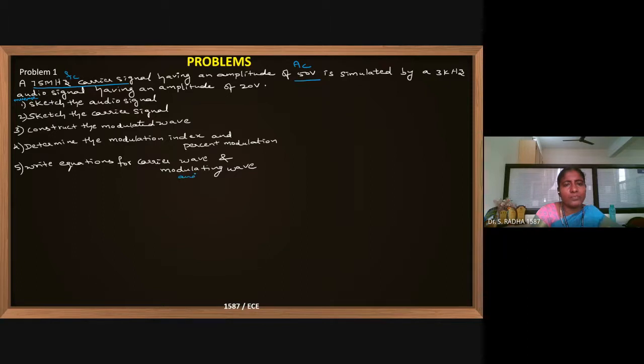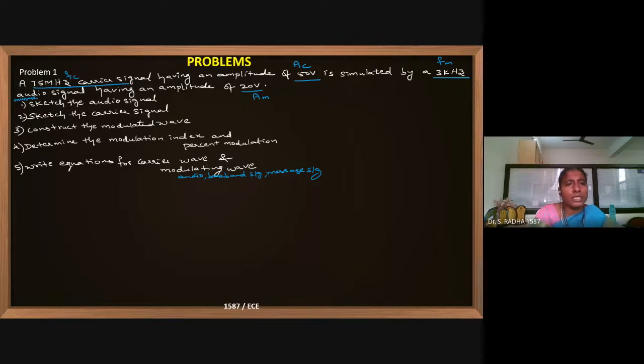Audio, message, baseband signal, all these are the same. The frequency of the message signal is 3 kilohertz. This is FM: FM is the message frequency, FC is the carrier frequency, and the message of 3 kilohertz has an amplitude of 20 volts. This is AM, amplitude of 20 volts.